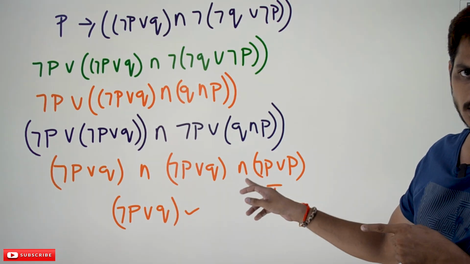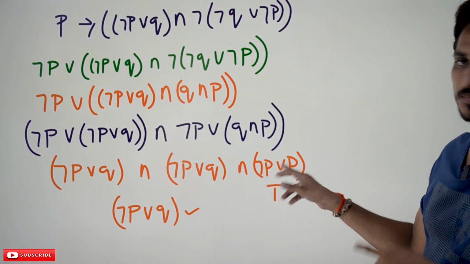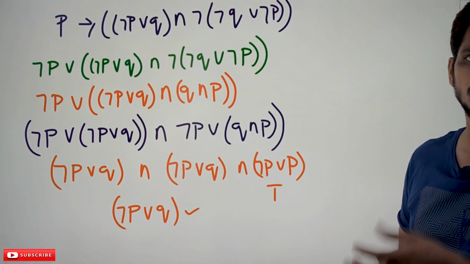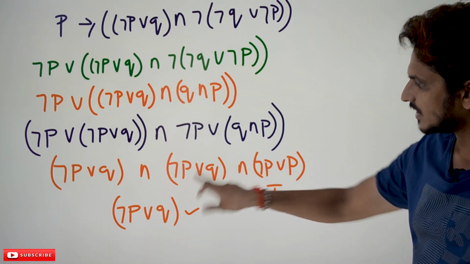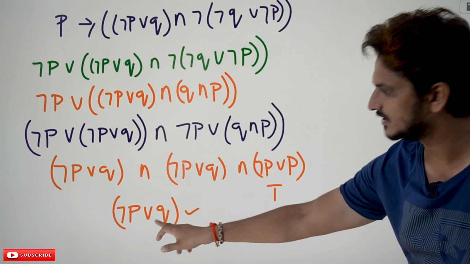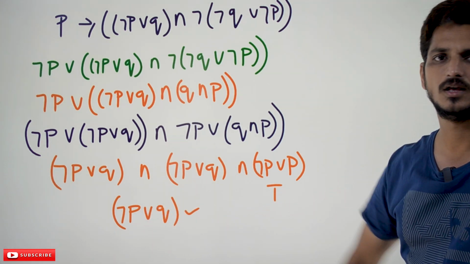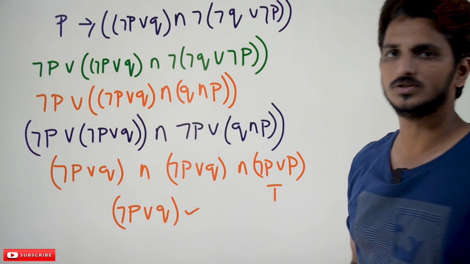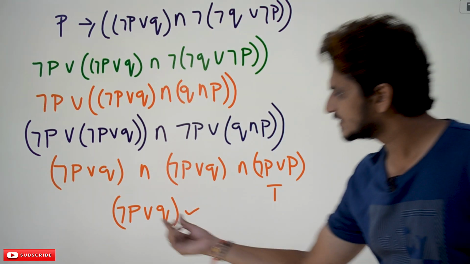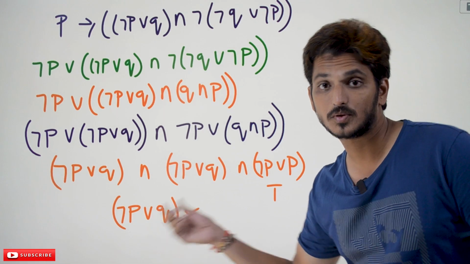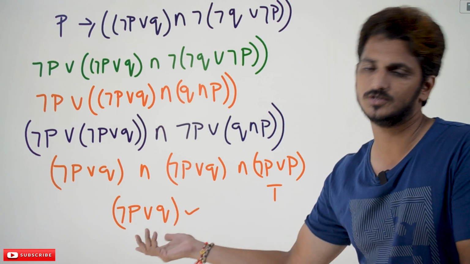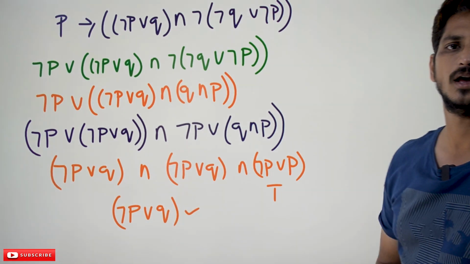And conjunction, this is negation P or P, which you can write as true. True conjunction this proposition. So finally we got this proposition. This is in the form of elementary sums, product of elementary sums. There is no product here, it's okay.